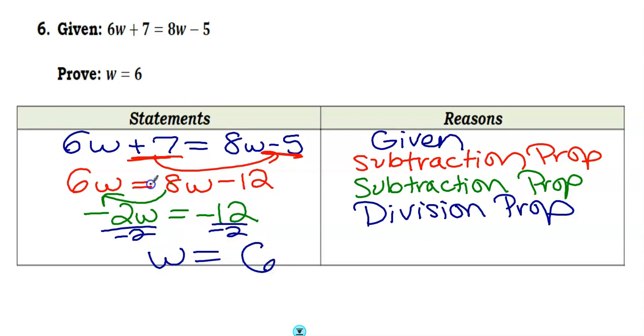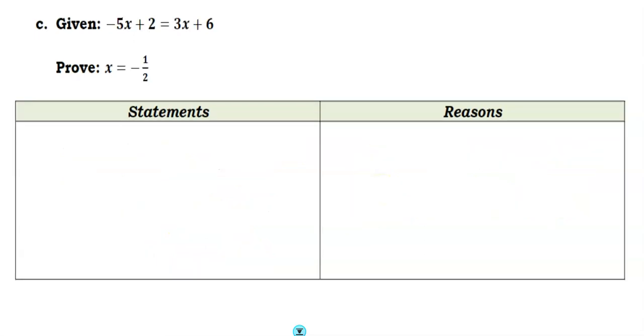So I have 1, 2, 3, 4 statements, and I have 1, 2, 3, 4 reasons. Okay? So hopefully the color coding helped. I know it got a little tricky on here. So the green, then to the blue. All right. We're just moving right along. Negative 5x plus 2 equals 3x plus 6. So I want you guys to try this one out and check back.